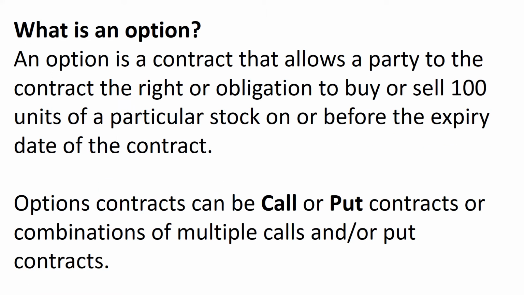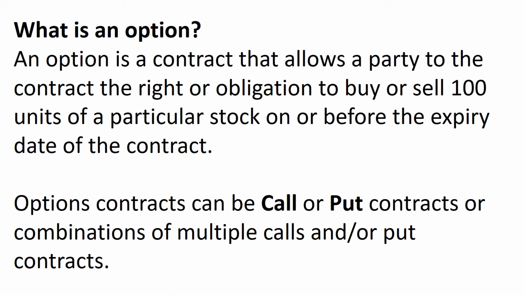So what are options? An option contract is a type of contract that allows a party to the contract the right or the obligation to buy or sell 100 units of a particular stock on or before an expiry date of the contract. So there's a few elements here. There's two parties to the contract. There is an expiry date. There is a price that is called the strike price for the option contract. And there is a premium. The premium is paid by the buyer and it is paid to the seller.